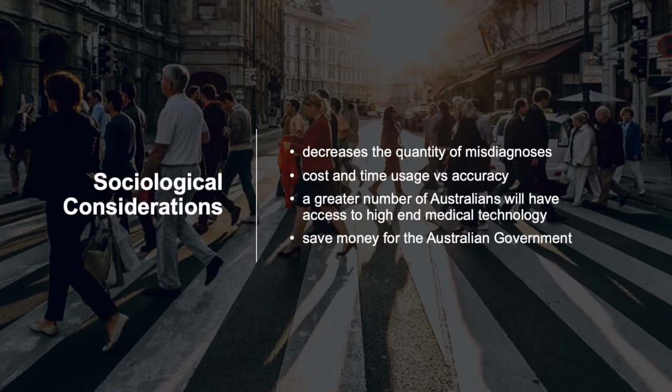A sociological benefit of medical imaging fusion is the increased resolution and clarity of the scans. This increased resolution and clarity decreases the quantity of misdiagnoses. There are, however, concerns that the additional time and cost for a single scan may outweigh the benefits of a misdiagnosis. As such, considerations should be made to the cost and time usage versus accuracy, ensuring that it is worthwhile. This must be assessed separately for individual regions.